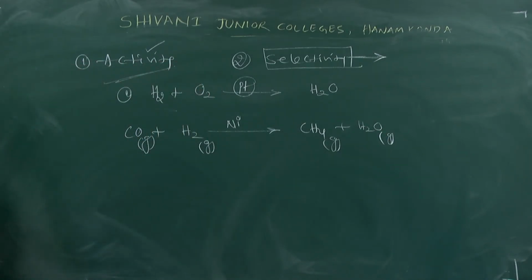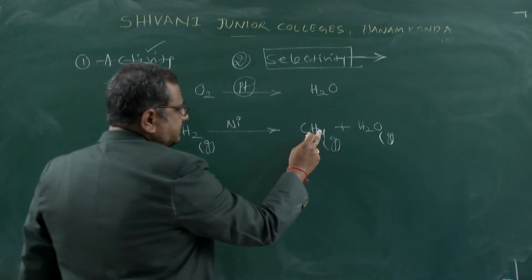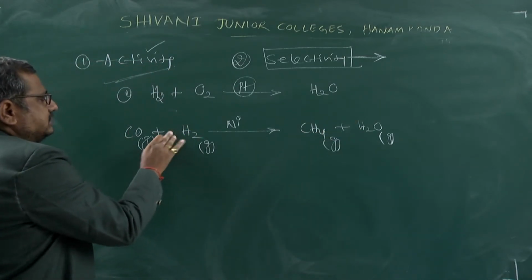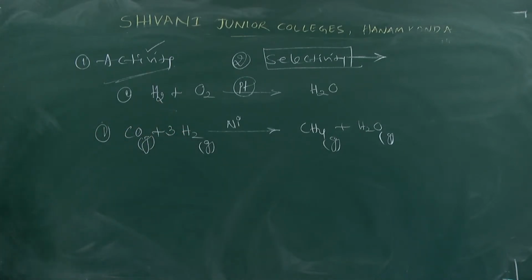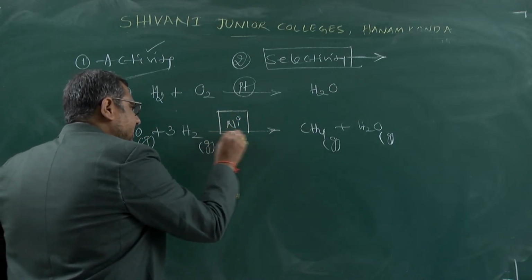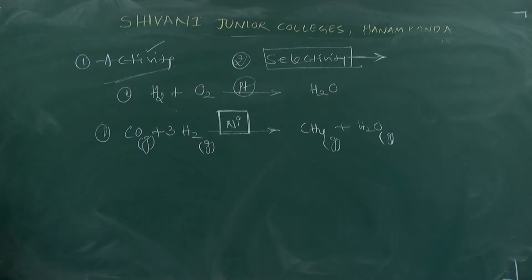If you balance the reaction, one carbon is there, and on the product side how many hydrogens are there? 4 plus 2, 6 hydrogens. So I am taking 3 moles of hydrogen. By taking 3 moles of hydrogen, it is converted into methane and water. This takes place by the nickel catalyst. Carefully observe: 1 mole of carbon monoxide reacts with 3 moles of hydrogen to form methane and water.